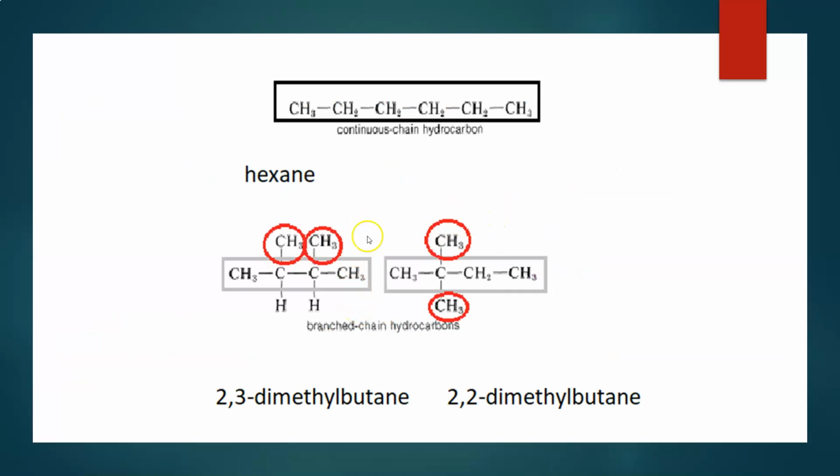Here you have more examples. In this case it is 2, 3 because those are the positions where the methyl groups are, and then you say di because you have 2 methyl groups. And the longest chain in this case has 4 atoms of carbon, then it is butane. In this case, the two methyl groups are in the same atom of carbon, then it is 2,2 dimethyl butane.